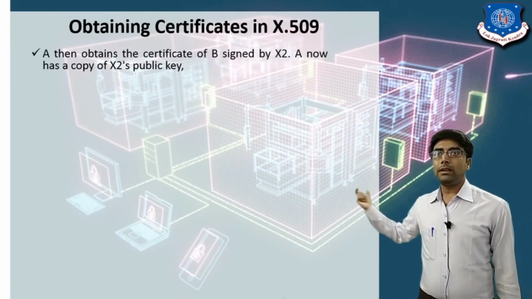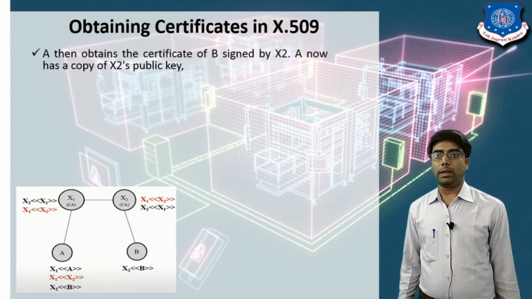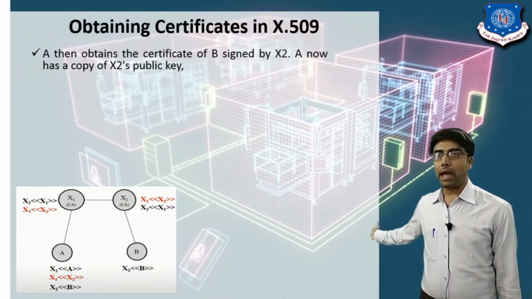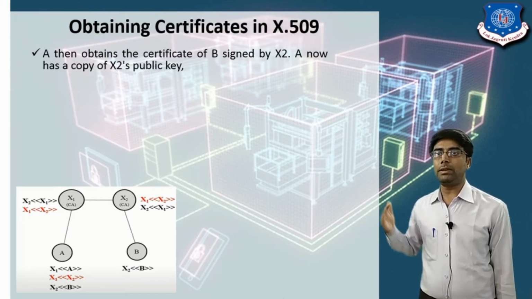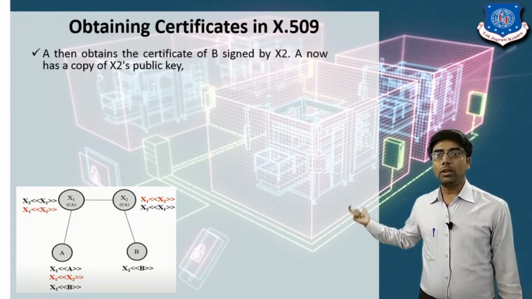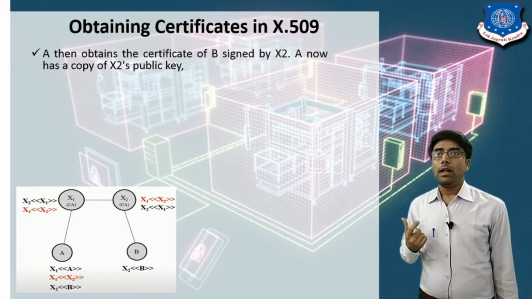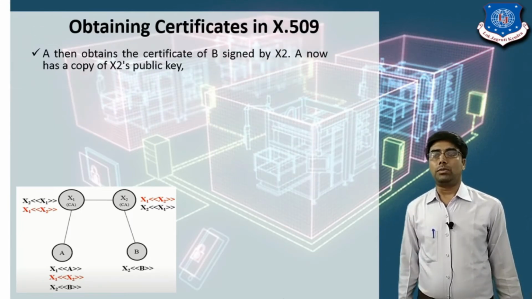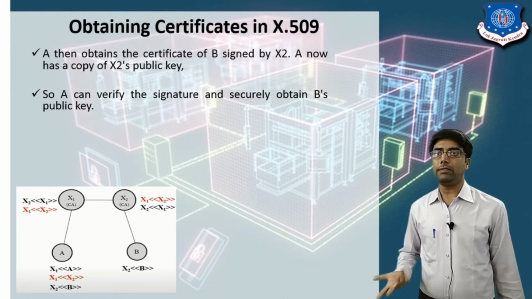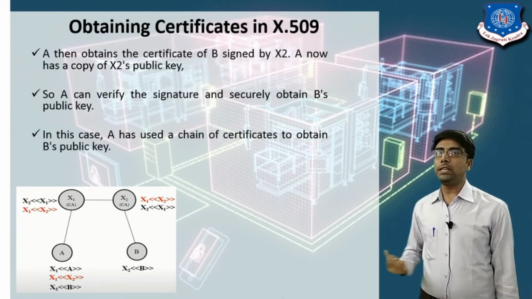Now A then obtains the certificate of B signed by X2, and A knows its copy of X2's public key. You can see over here, A received the certificate of B. I have mentioned X2 of B. It means the B certificate is generated and signed by X2. Because A knows the public key of certificate authority X2, A can verify the signature and securely obtain B's public key. We have already done that.